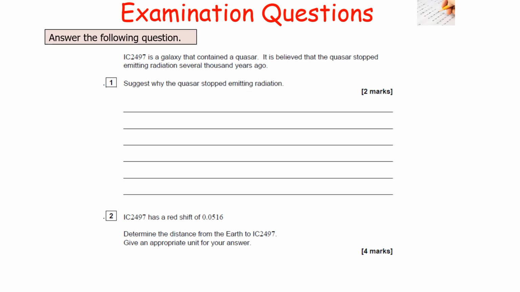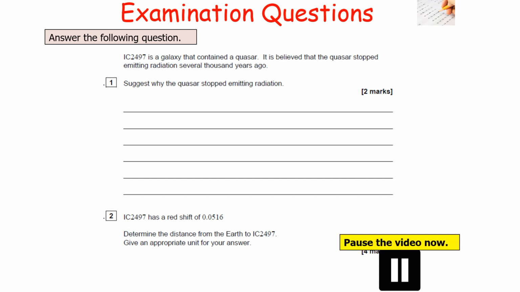The next question says IC2497 is a galaxy that contained a quasar. It's believed that the quasar stopped emitting radiation several thousand years ago. Suggest why the quasar stopped emitting radiation. IC2497 has a redshift of 0.0516. Determine the distance from the Earth to IC2497. Give an appropriate unit for your answer. So pause the video now, then unpause the video when you want to go through your answer.